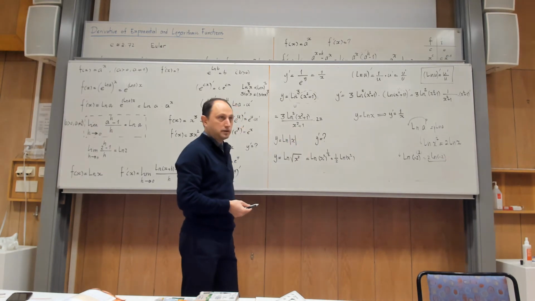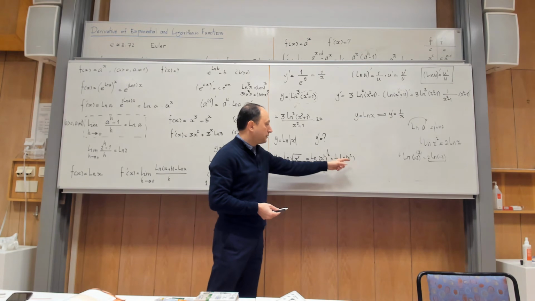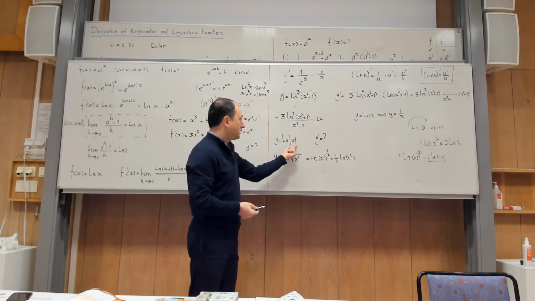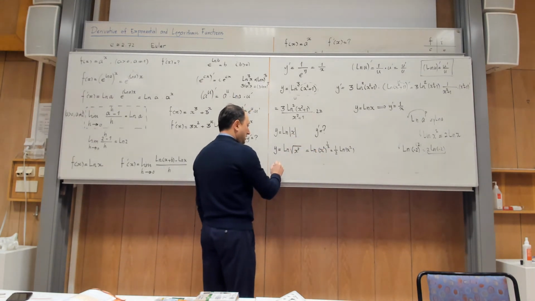I have to stop there. I cannot move the 2 to the other side. If x is positive, yes, I can move it. But I don't have a guarantee that x is positive. It might be that x is negative, yes? Okay, so I have to start the differentiation right here.